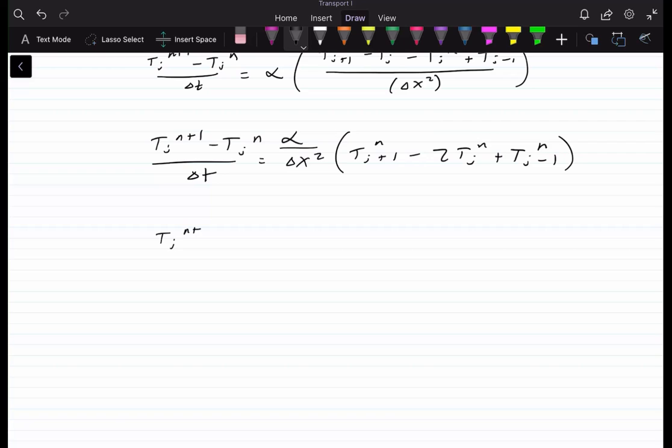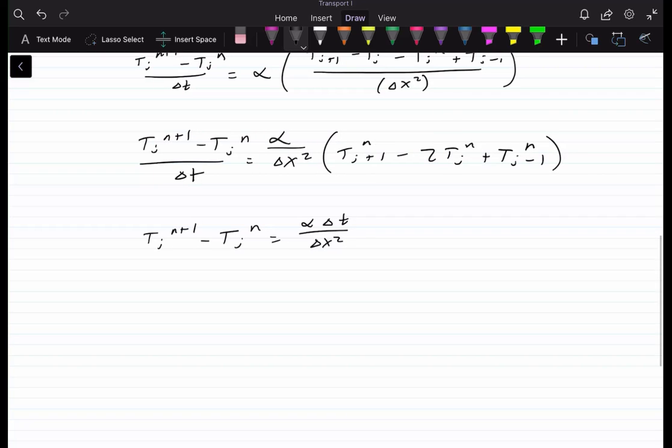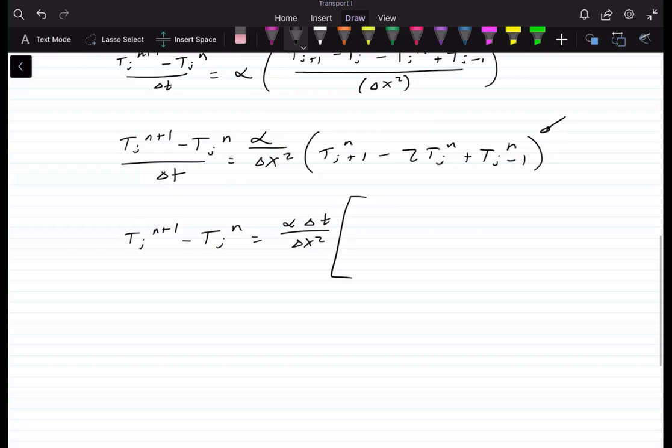I'm going to go ahead and rewrite the left side of the equation and put delta T up here. So we're going to take the average of these guys. That's the Crank-Nicolson method. I was going to put a bracket around this so it makes it a little bit easier to look at. And I can go ahead and do Tj plus 1 n minus 2Tj n plus Tj minus 1 n.